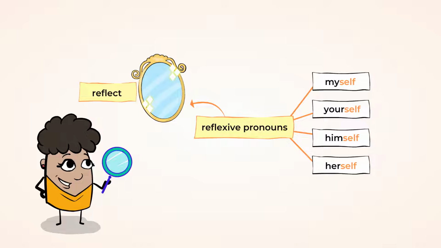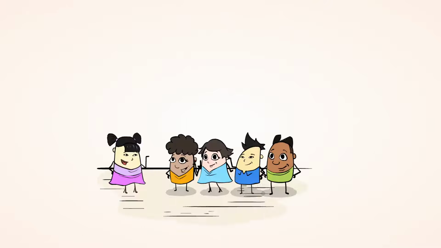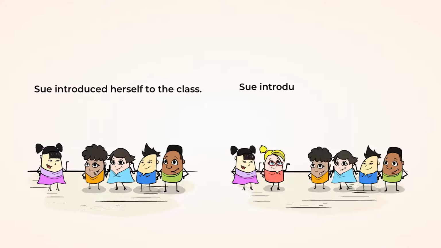We use reflexive pronouns when we're referring back to the noun or subject of the sentence. Look at these two sentences. Sue introduced herself to the class. Sue introduced her to the class. They are almost the exact same, except for this little word self, but they mean different things.